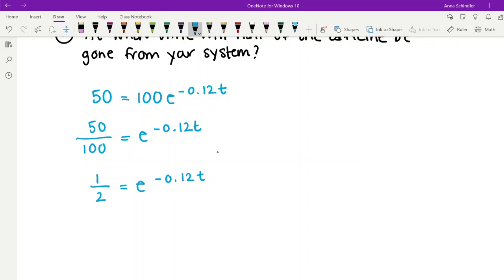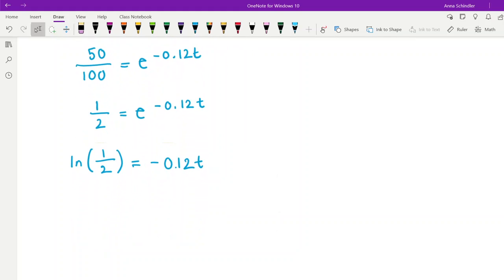Okay, so from here, we want to take the ln of both sides, right? So we get ln of 1/2 is equal to, on the right-hand side, the e is going to go away, and we're left with negative 0.12 t. And so our last step is just dividing both sides by negative 0.12, sorry.